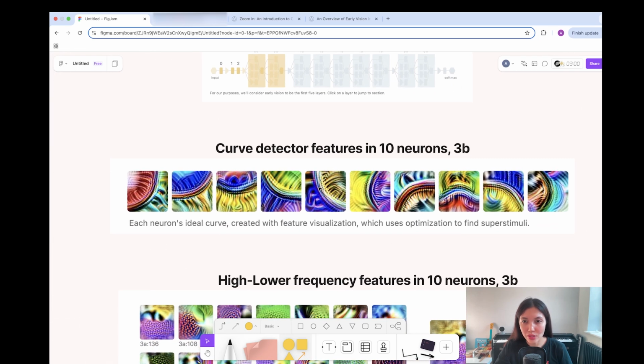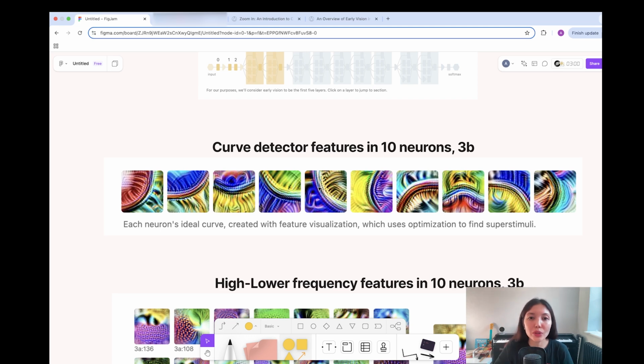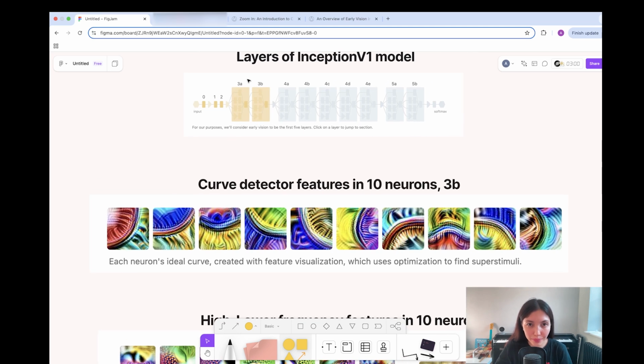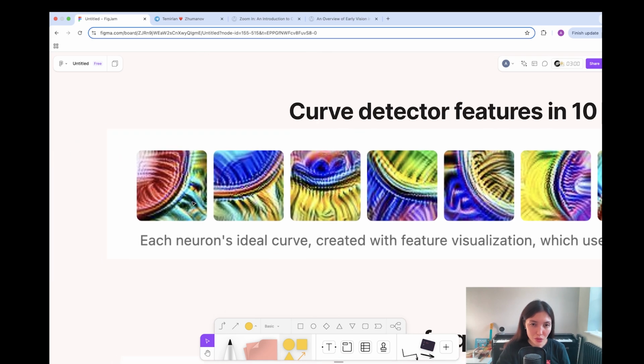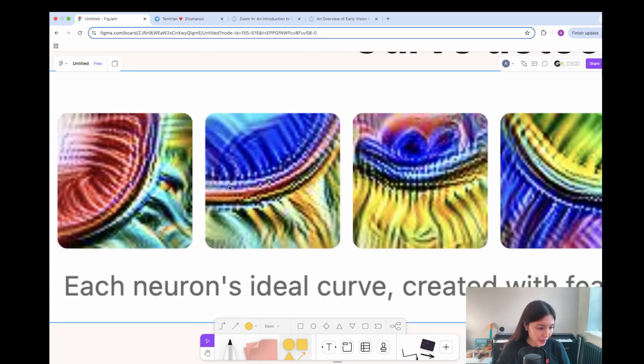One very interesting feature they shared is called curve detector. So this is for 10 neurons in 3B layer, this one. This figure illustrates these features, and the feature here refers to the curved edges or boundaries in an input image. You will notice bright and contrasting colors. So let's zoom in. On each side of the curve, this shows that the neuron is looking for color changes along the curve's boundary. So here we have blue color. This is like a mix of a few, but they're different. Same for this picture, for this neuron here.